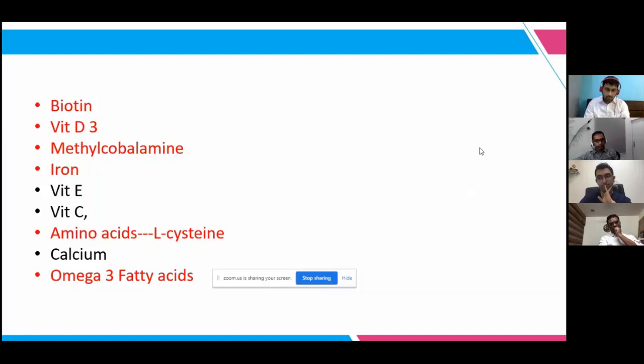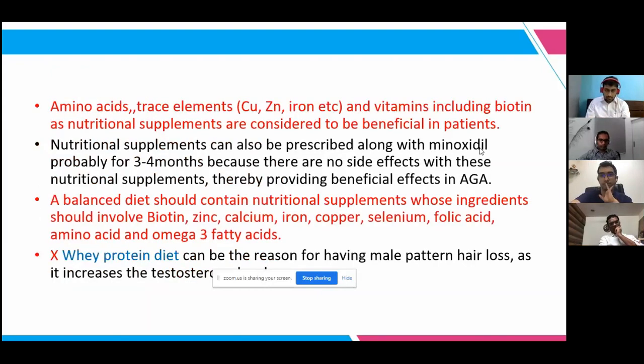I think most of them do, especially in telogen effluvium, chronic telogen effluvium, iron. Definitely, we do give vitamin D3 also. We do give biotin, but are they really effective? That is the question mark. Actually, they are supposed to be beneficial, but we don't know. The nutritional supplement can be prescribed along with it, providing some beneficial effects. But a balanced diet which contains all these things will be more than enough. That is what they say.